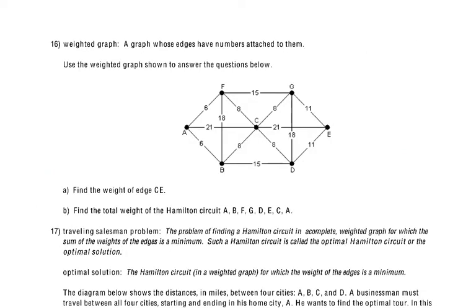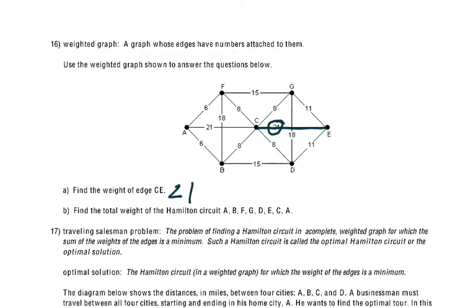A weighted graph is a graph whose edges have numbers attached to them. These are like the examples that we saw with the traveling salesman and with the mail truck. And what we do is we can use the weighted graph to answer the questions that are asked about it. So we want to find the weight of the edge CE. So we would find from C to E, that weight was 21.